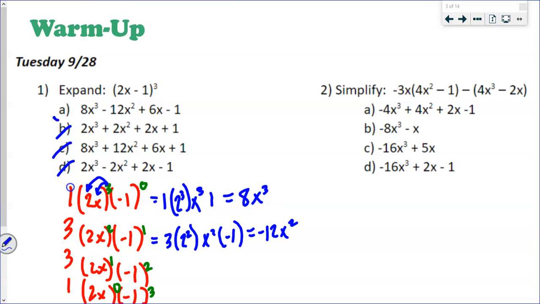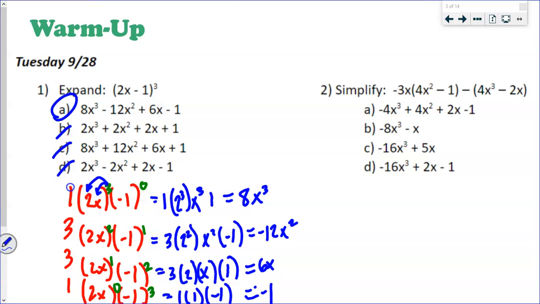So even now, I can go ahead and say that's the answer, but let's finish the problem. So this is going to be 3 times 2 times x times negative, or no, positive 1, because that's a negative times a negative. So that's going to be 6x. And then our last term is, again, 1 times 1, because anything to the 0 power is 1. And then negative 1 times negative 1 is positive 1, times another negative 1 is going to be negative 1. So this is going to be minus 1. So it just confirmed that A was our answer.